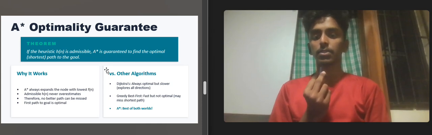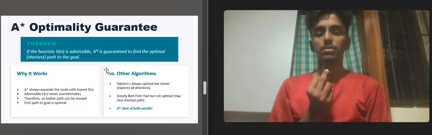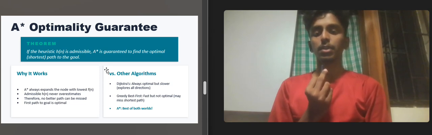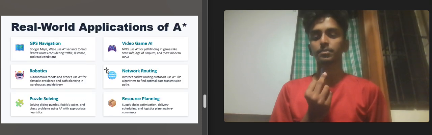A star is guaranteed to find the shortest path if the heuristic is admissible. This works because it always selects the node with the lowest estimated cost compared to other algorithms. Greedy star is slower but always optimal. Greedy is faster but not always optimal. A star provides both efficiency and optimality.